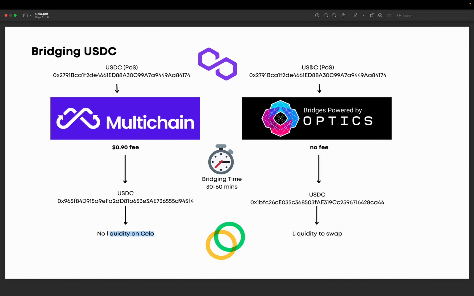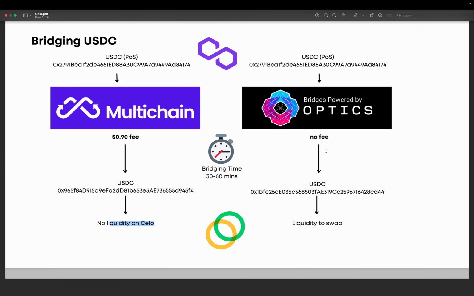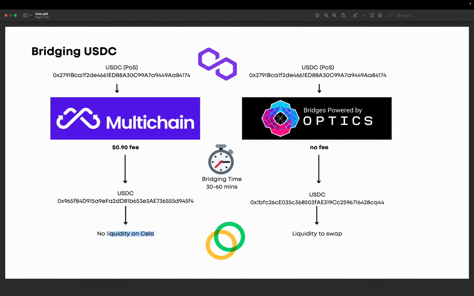My second attempt was to use the Optics bridge, and with that there was no fee. When I bridged over, it had the same USDC, but a different contract address. It ended with 44, and then I was able to swap that into cUSD or another token on Celo and other things like that.